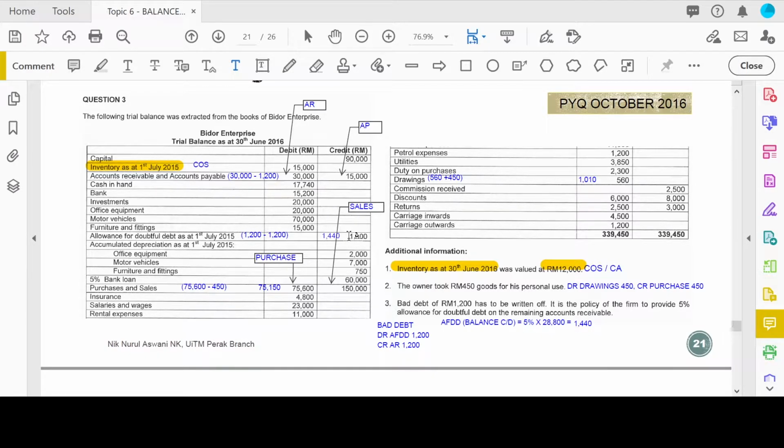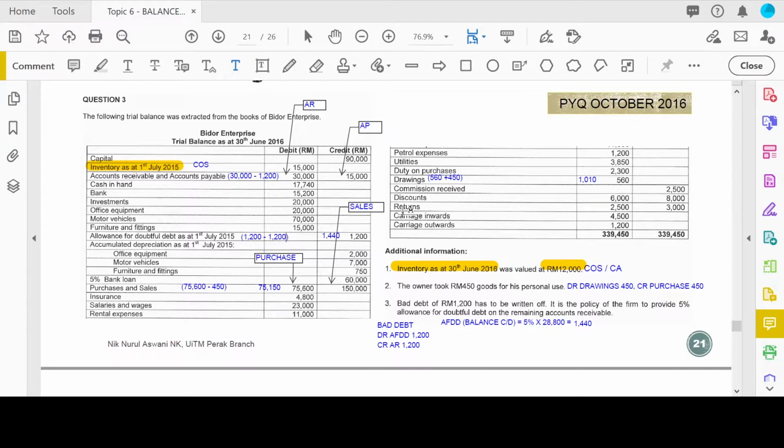This should replace the allowance for doubtful debt at the beginning of the year. The amount in the trial balance should be the balance at the end of the year, not the balance at the beginning of the year. So we should replace that with 1,440. To get this 1,440, this is the previous example, so 0 is from the opening balance.